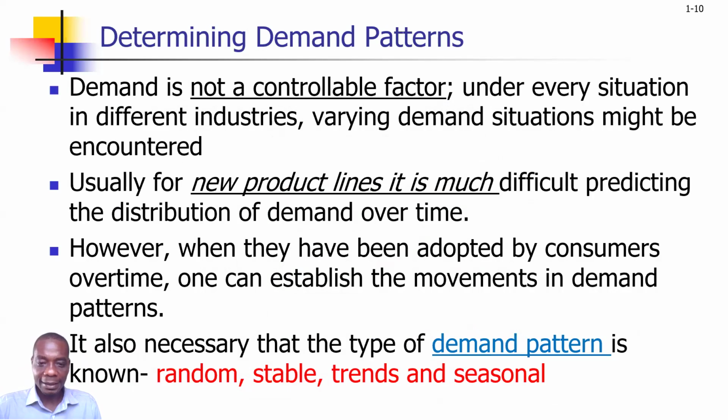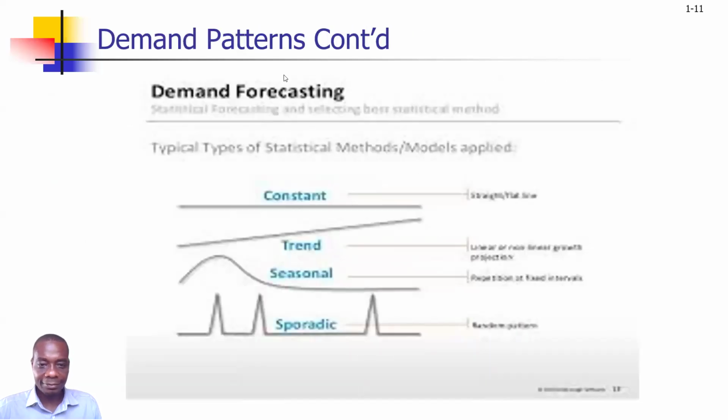So demand patterns can be random, stable, or seasonal. Let's start with constants. The constant one means that demand is a straight line. Even though in practice we cannot have a completely straight line, the deviation might not be too much. So demand is really like maybe you're selling 100, 110, 90, 100. On average, they are just around 100. So it's not really fluctuating that much. That's the constant demand.